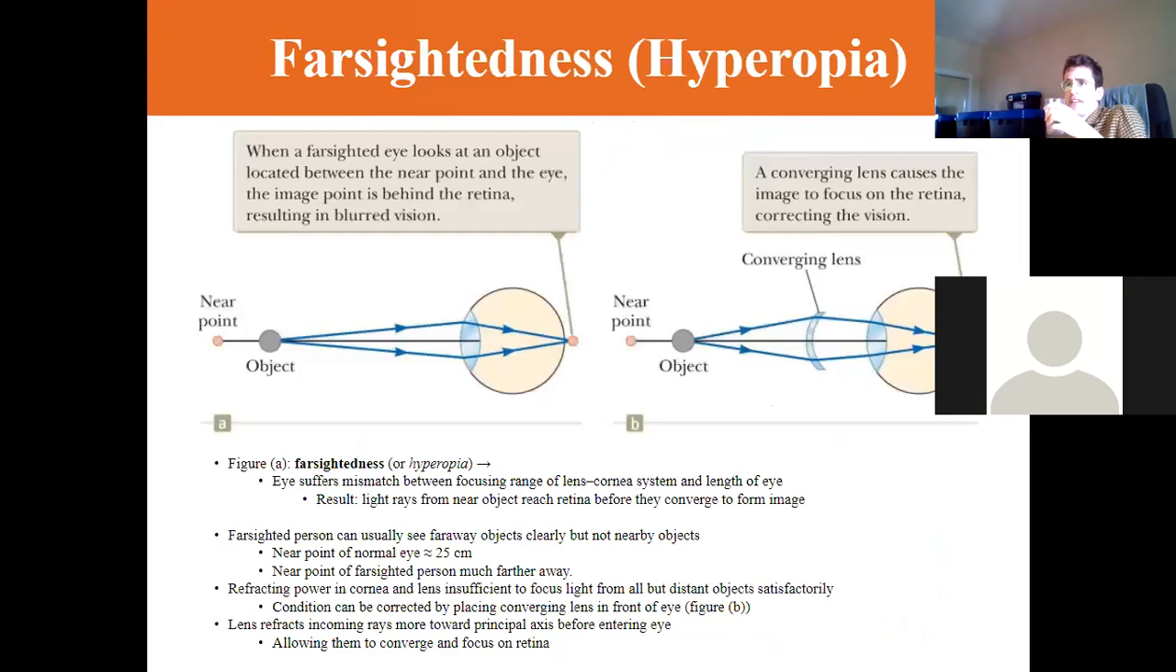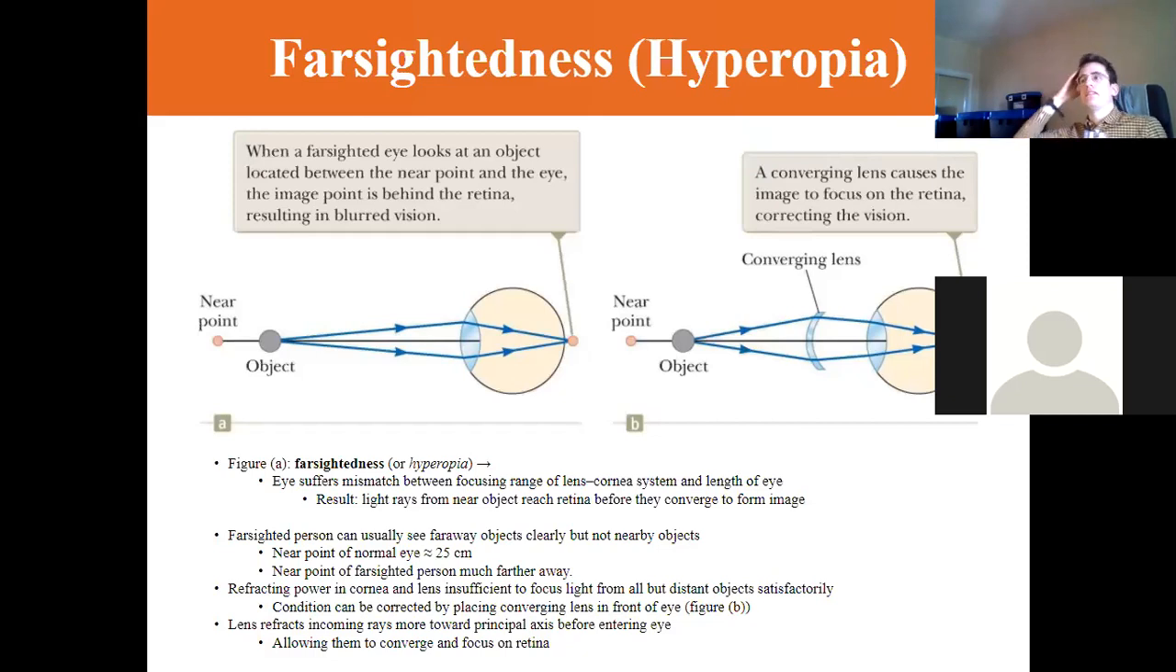So farsightedness is where you can't see objects near you. Normally, you can see most things around you down to like 25 centimeters, so that's really close to your face. If you are farsighted, though, the limit is more than that. It could be like a meter away or so. So everything a meter from you or closer looks blurry.